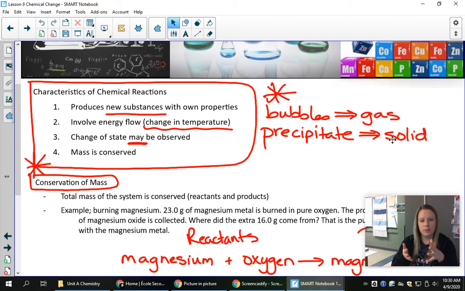How do you know something's going to be a precipitate? Well, if you look on your solubility table and you see that those two elements will form a solid, that means that in your test tube, they become solid or a precipitate. You might have a change in temperature for chemical reactions, but not always. You might have a change in state. Like we said, if you mix two liquids together, you might get a precipitate, which is a solid, or you might mix two liquids and get a gas, with bubbles being produced.